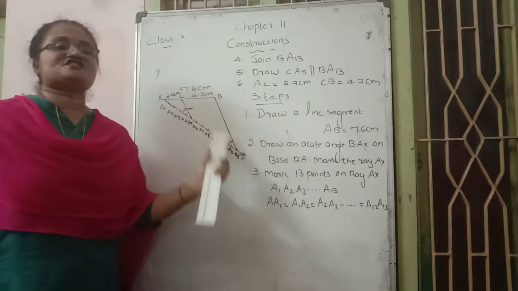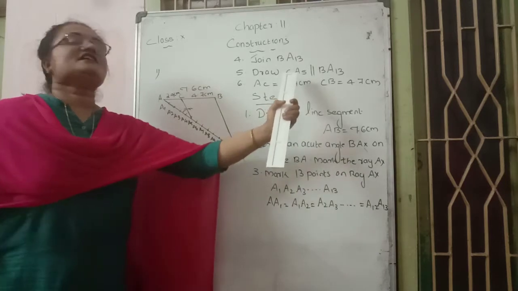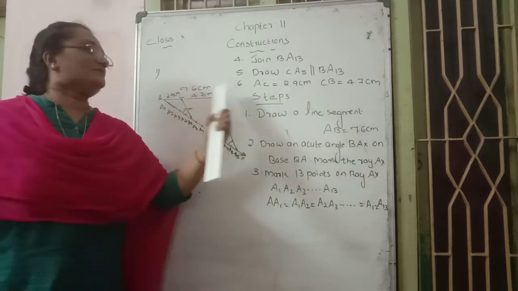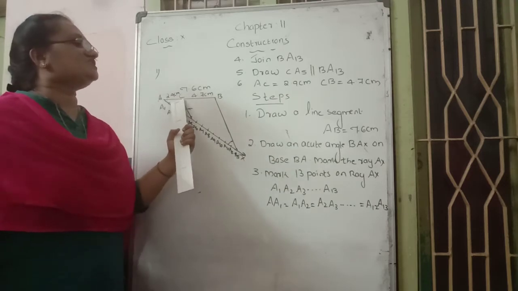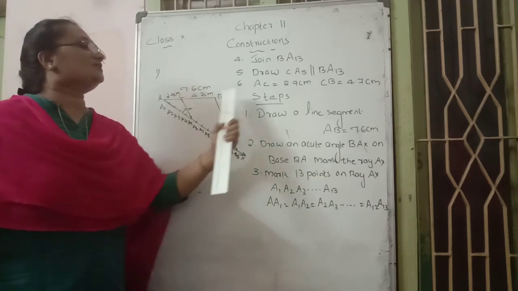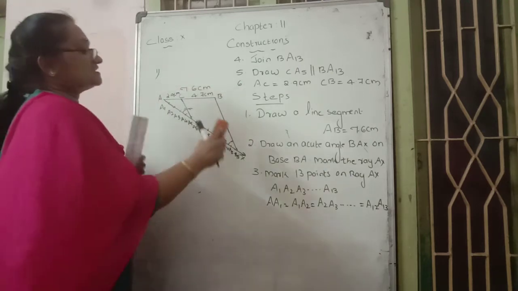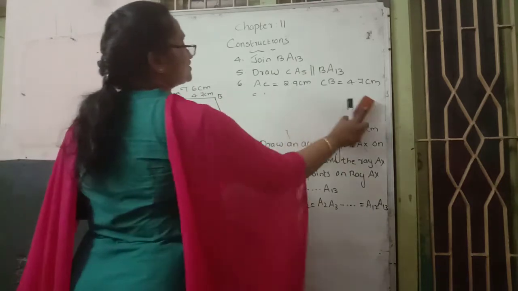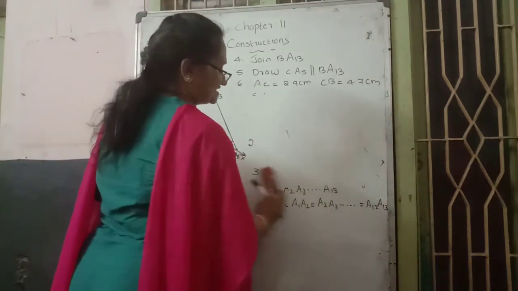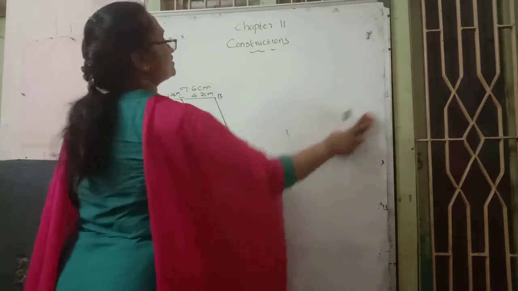What are the processes we did for the construction? The steps we write in this way. Measurement also they ask. So measurement of A to C distance is 2.9 and C to B distance will become 4.7 centimeter. Then sometimes in the question they ask for justification also. Next one is justification.